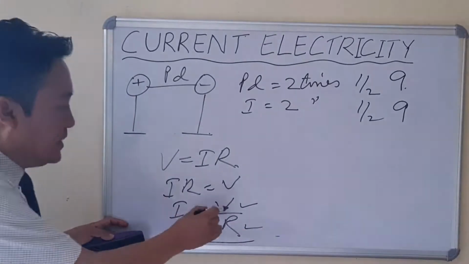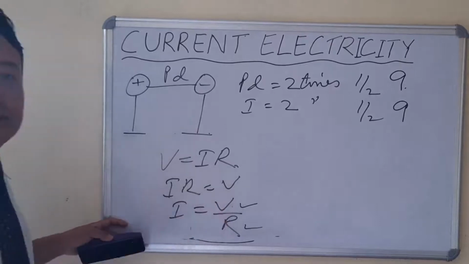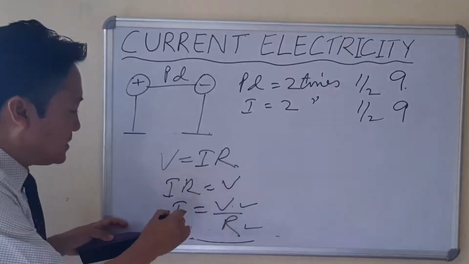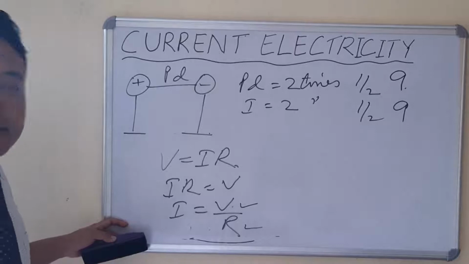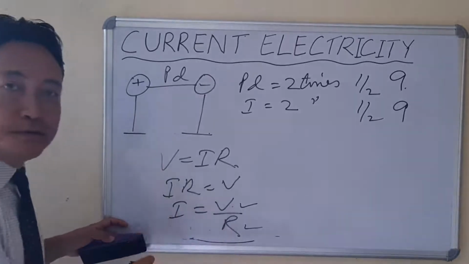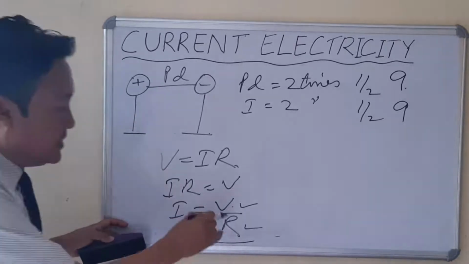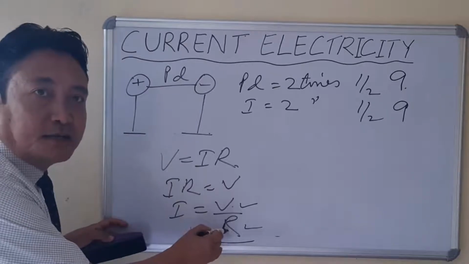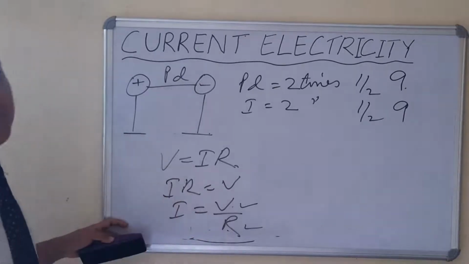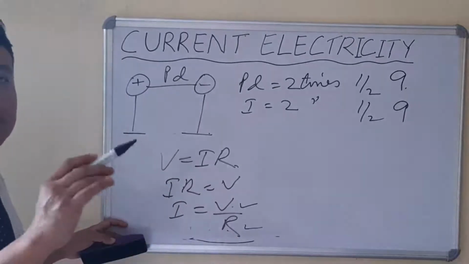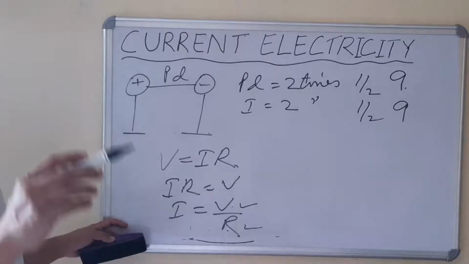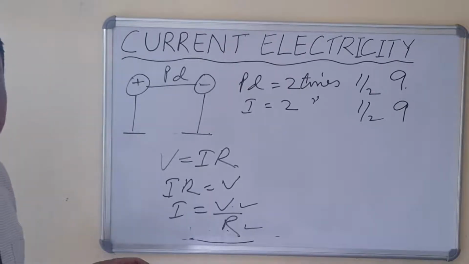Okay, so if the potential difference is more, current will also be more. If the potential difference is less, current will also be less. Similarly, if the resistance is more, current will be less. If the resistance of the conductor is less, current will be more. So therefore, the strength of the current flowing through a conductor depends upon two factors.